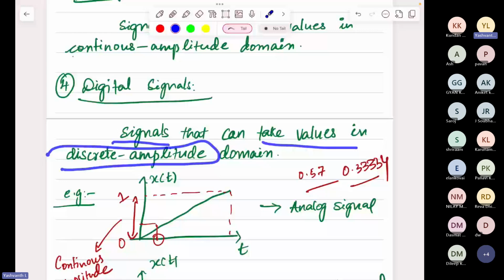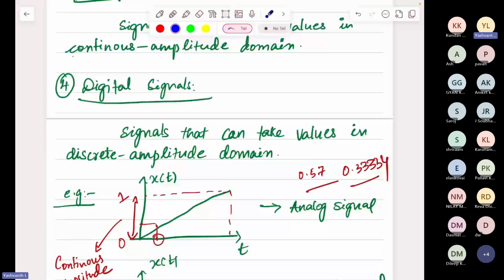For example, if you take x of t as something like this, you take t and x of t, and it's a ramp. That is, it's like a slope, like a ramp that we see in everyday life. So this is also called a ramp signal. It's a straight line, so x of t is equal to t. That is basically this function or this signal.